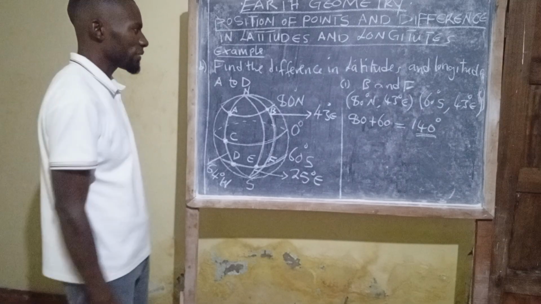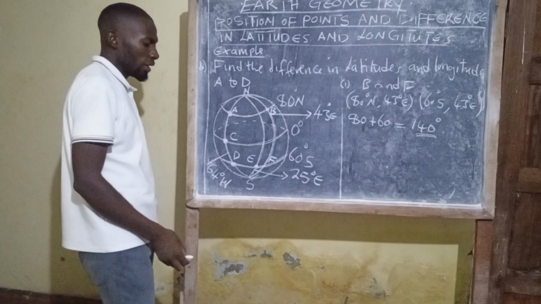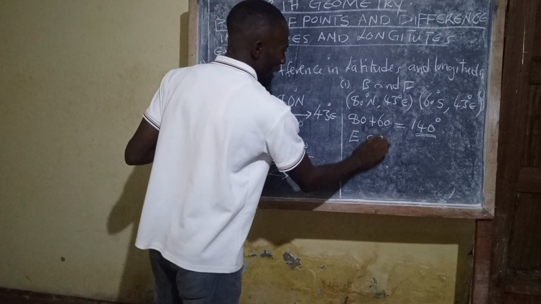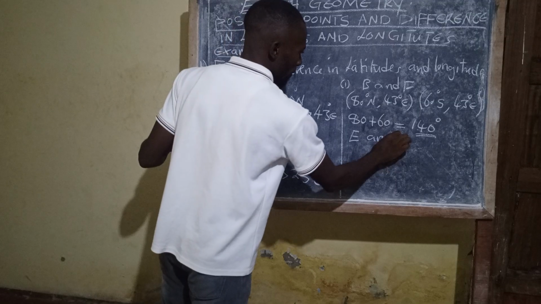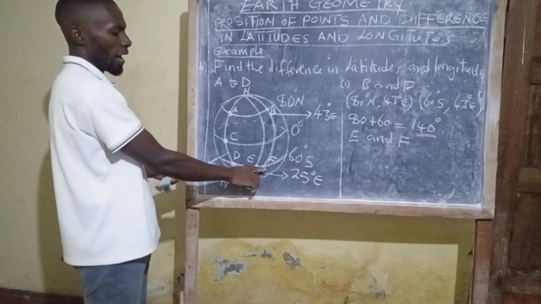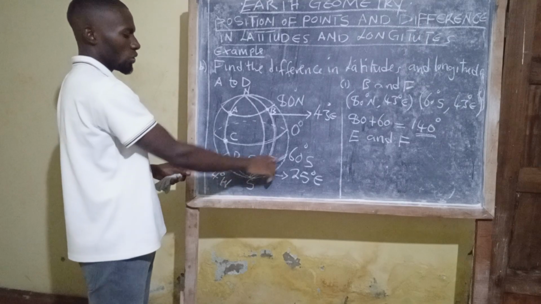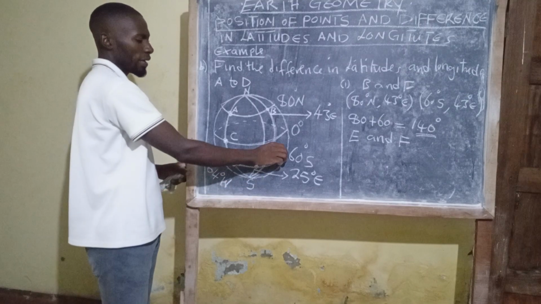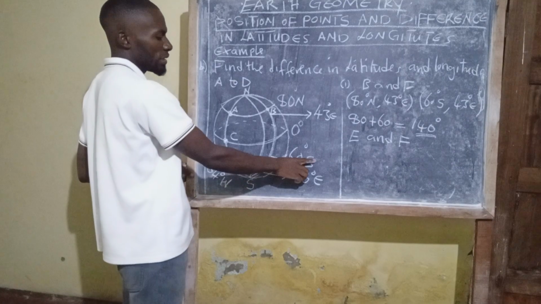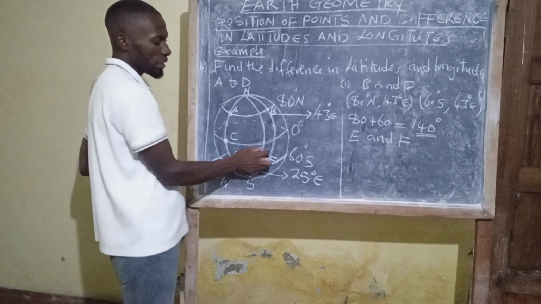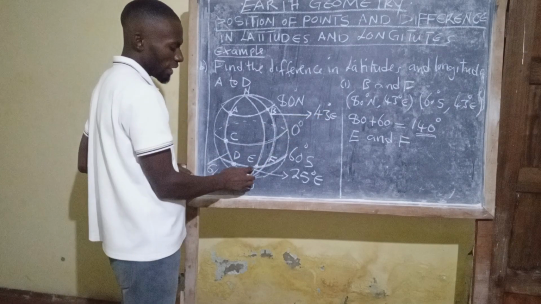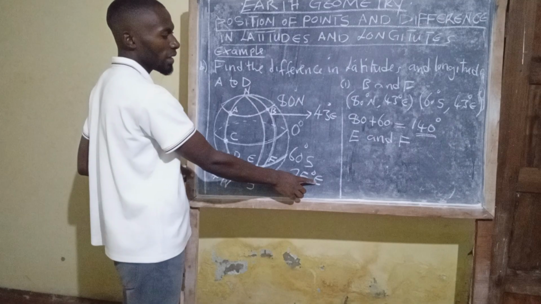Lastly, let's find the difference in longitudes between point E and the point F. So we look at point E is here and point F is here. As usual, they are both lying on the same latitude, which is 60 degrees south. But they are sharing different longitudes. One is carrying 43 degrees east, the other one is carrying 25 degrees east.